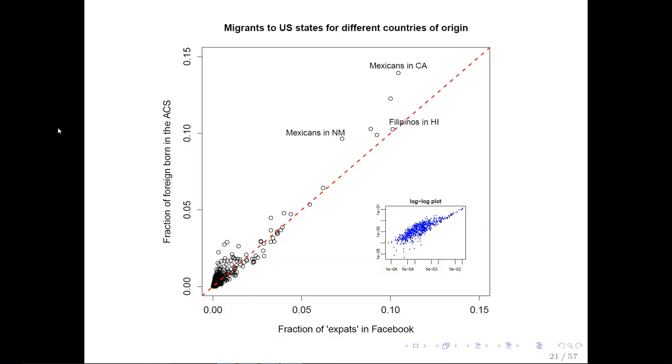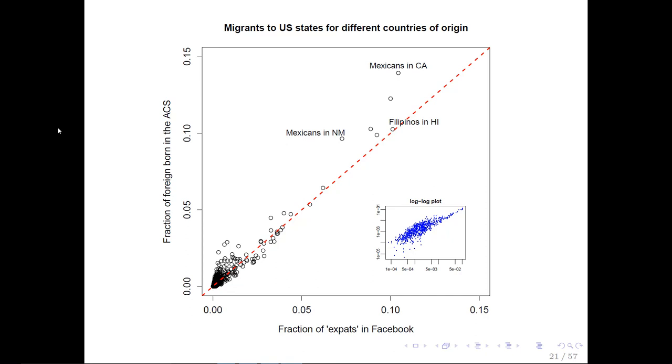So here is an example related to migration. In this chart, each data point represents a country of origin and the US state of destination. So for instance, these are Mexicans in New Mexico with a value on the y-axis from the American Community Survey, the fraction of foreign-born according to the American Community Survey, and on the x-axis is the fraction of expats according to Facebook. This dashed red line is a 45-degree line, and the blue data are the same data in this plot, just on a log-log scale.